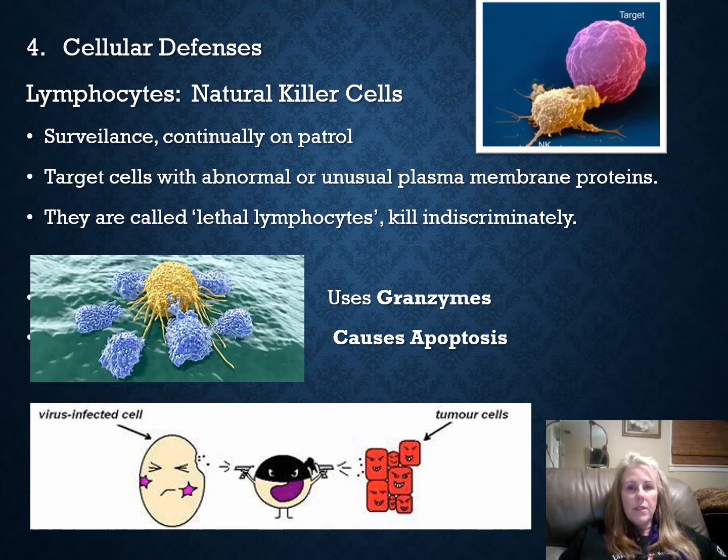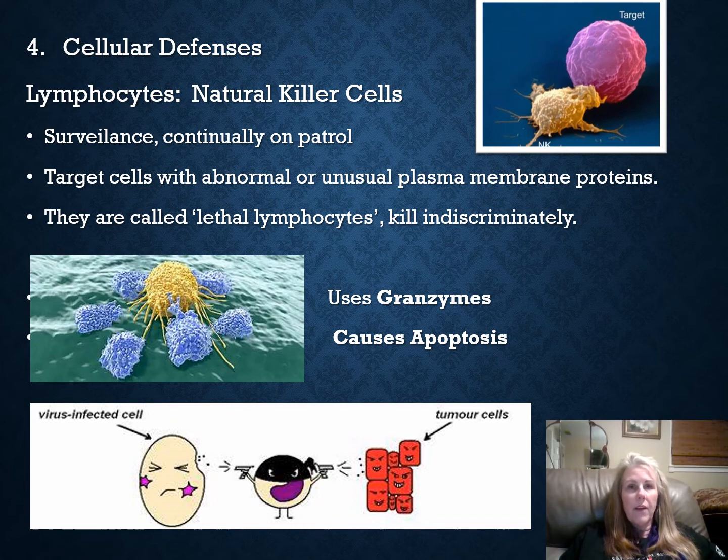They will go up to a cell and scan the surface of that cell. Whenever they encounter a cell that has abnormal or unusual plasma proteins, they kill it. So they can recognize a cell that's not supposed to be in our body. It's pretty wild. They recognize it by scanning the surface, looking at the proteins on the surface of that cell. If they don't recognize the set of proteins, then they destroy that cell. They're also called lethal lymphocytes. Now you know why.